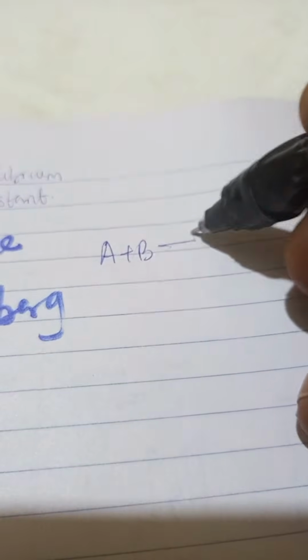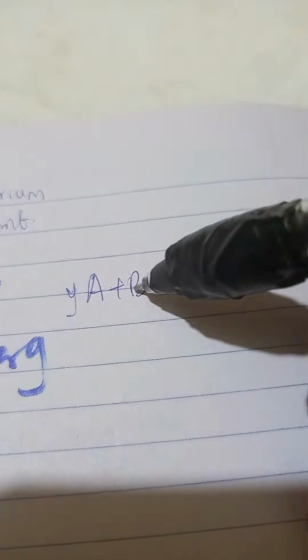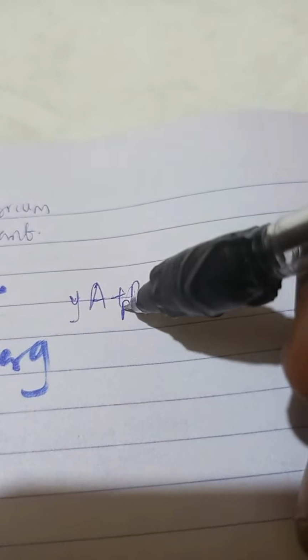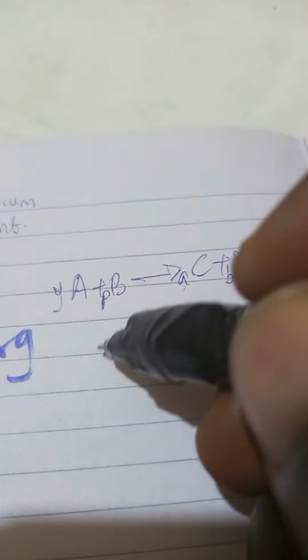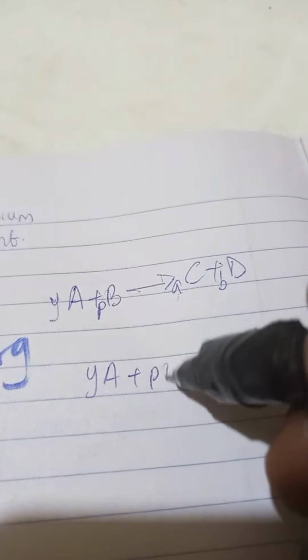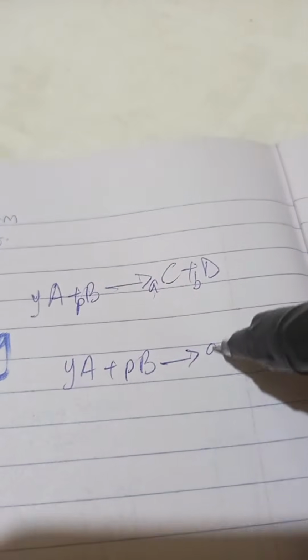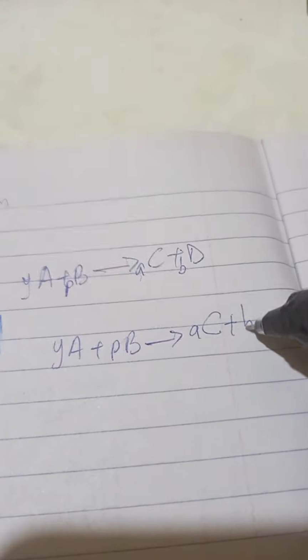And let me teach you how to write the equilibrium constant for a particular reaction. Now look at this reaction. You have A plus B combining to give C plus D. The number of moles of this A, let me just say it is Y. Number of moles of this B, let me say it is P. Number of moles of C, let me say it is A. Number of moles of D, let me say it is B. So let me just write it as YA plus PB produces AC plus BD.